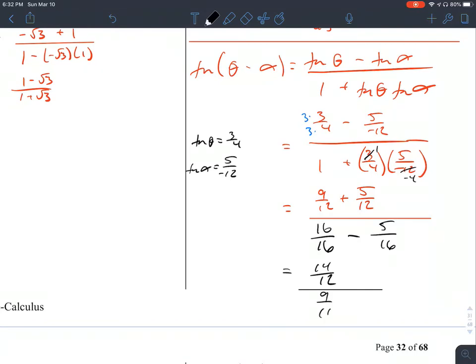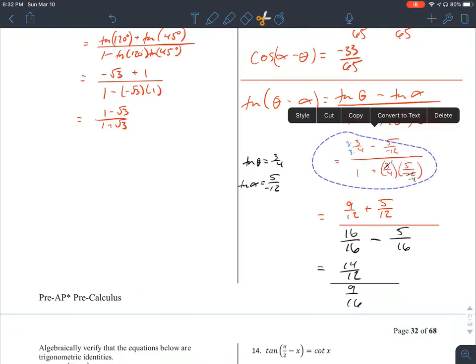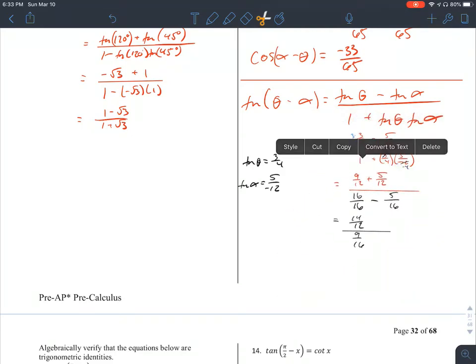divided by 9/16. I am running out of space quickly. I'm writing like a person that owns a paper farm. Ladies and gentlemen, I don't own a paper farm.